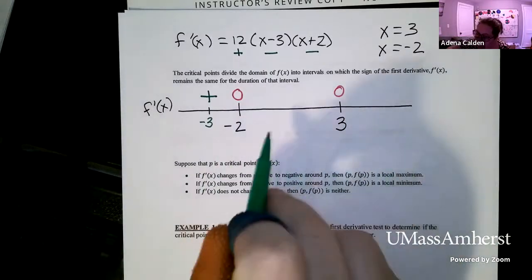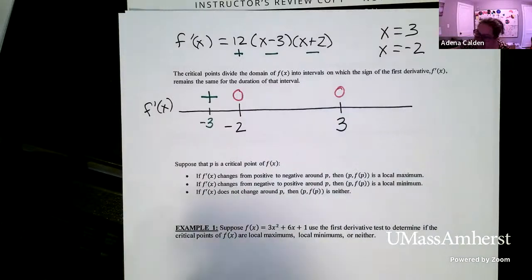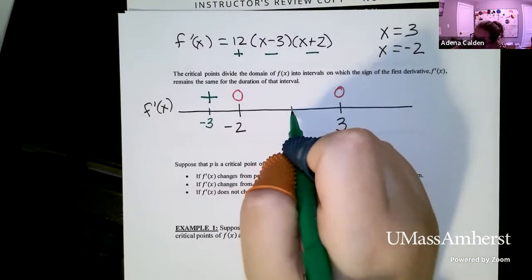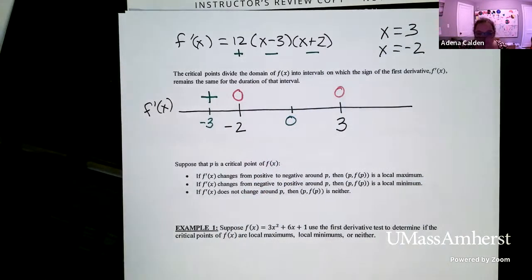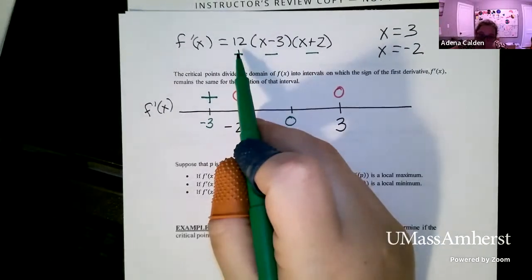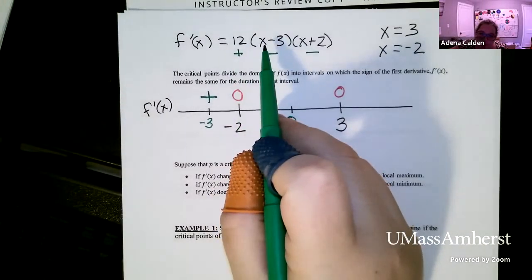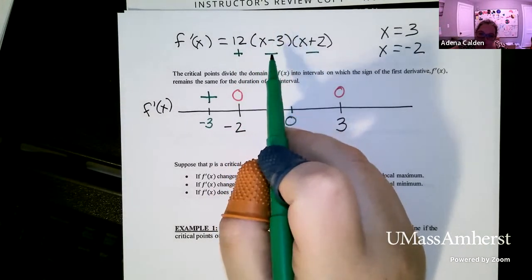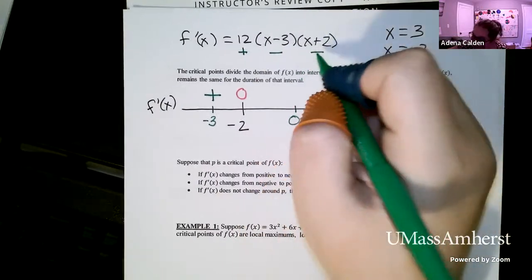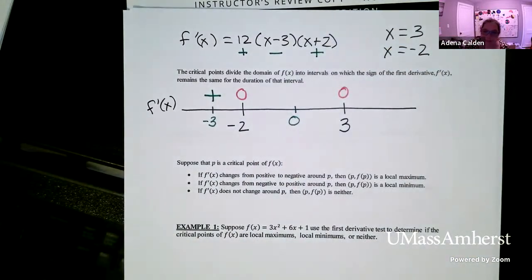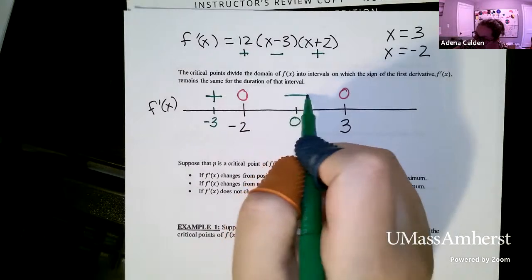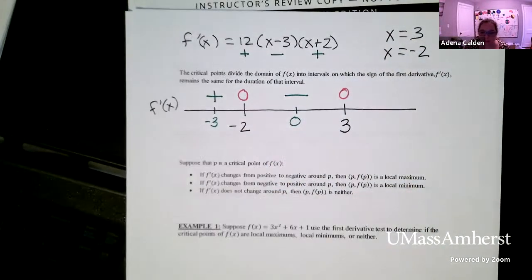So we're going to do this for this interval and this interval. So between -2 and 3, I'm going to pick 0. 0 is something easy to plug in. So here 12 will be positive. If I plug in a 0, 0 minus 3, that's negative. And if I plug in a 0 here, 0 plus 2, that's something that's positive. So positive times negative times positive gives me something negative.